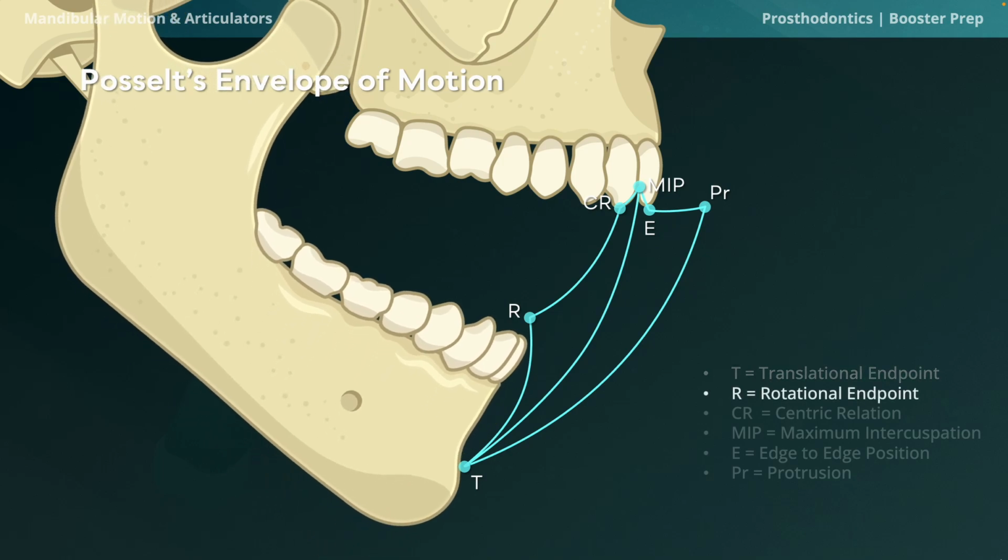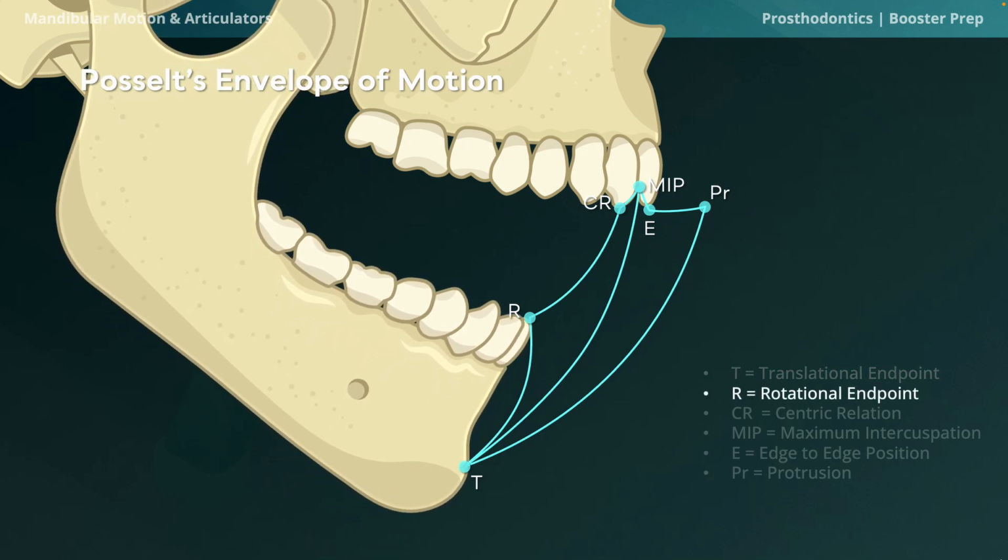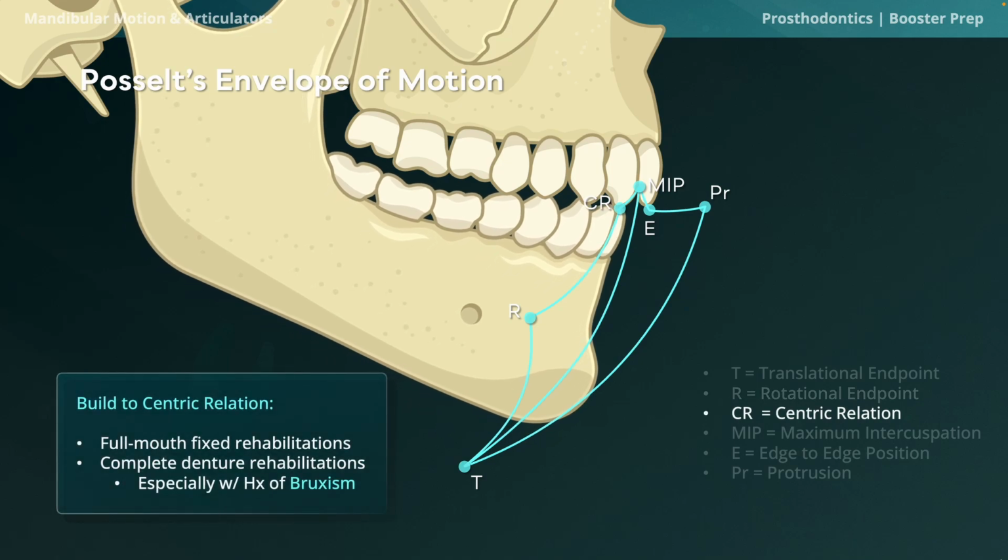From here, closing of the mandible is achieved by two motions, a translatory movement from T to R, and a rotational movement from R back to centric relation. Now, as you guys know, CR is considered the most stable and reproducible jaw position in dentistry, and one that gives us a platform to build off of when we're doing a full mouth rehabilitation. And that includes complete denture therapy, especially when you have a patient who is a bruxer.